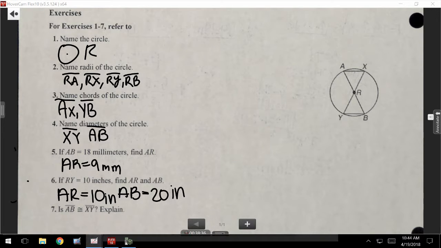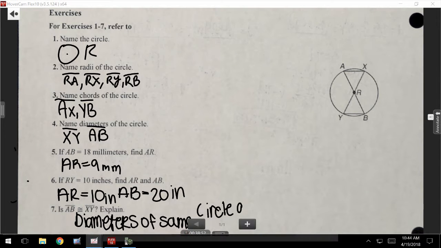Is AB congruent to XY? Yes. All diameters are always congruent. Diameters of the same circle are always congruent. Just like the radii of the same circle are always congruent.